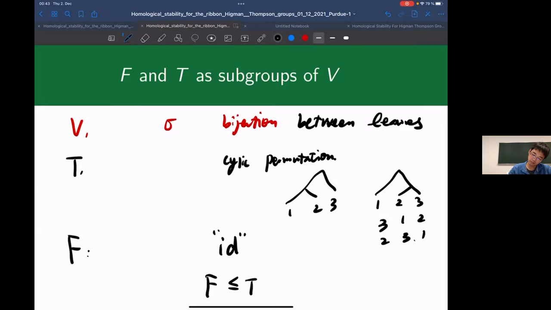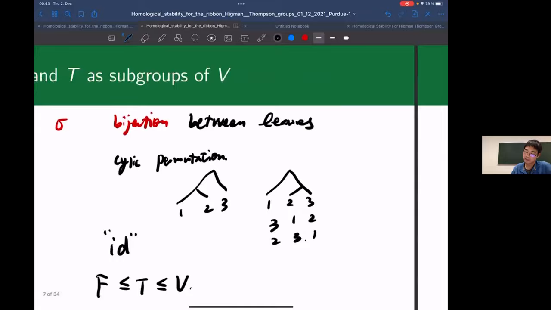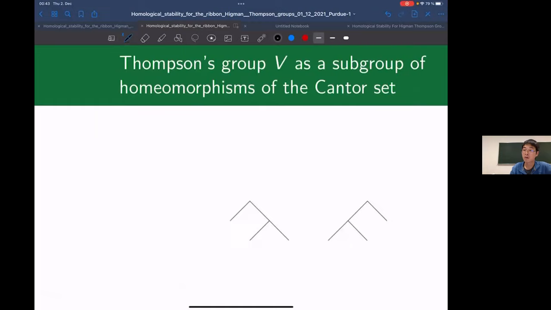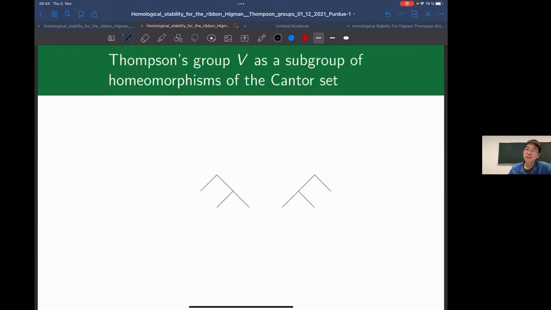Okay. And it's also interesting that Thompson's group V can be viewed as a subgroup of the homeomorphisms of the Cantor set. You can view these things as follows. You can imagine your tree sits inside an infinite rooted binary tree.